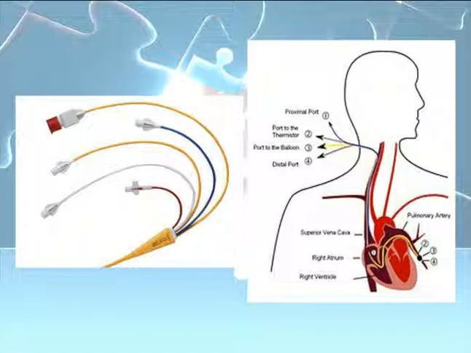So this is what a Swan looks like. If you look, hopefully you can see this, but it has points 1, 2, 3, and 4. If you look on the diagram of the heart, the proximal port is located just inside that right atrium, and then you have your port to the thermistor, which is where the temperature is measured, number 2, and number 3 is the port to the balloon, and 4 is your distal port. We'll talk about what each of these do a little bit more.